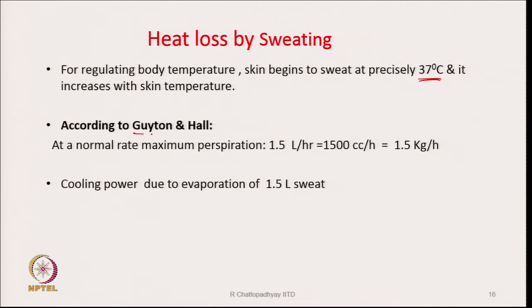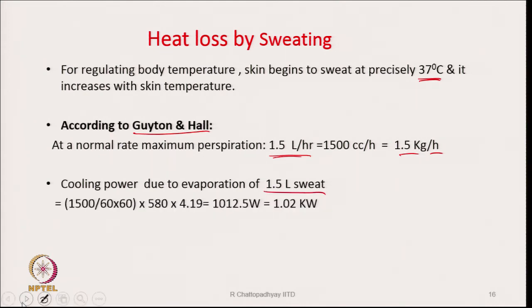According to Guyton and Hall, at normal rate maximum perspiration is 1.5 liter per hour, that is 1.5 kg per hour, basically, assuming that the density of the sweat is close to or equal to water. So, the cooling power due to the evaporation of 1.5 liter of sweat will be how much? This is generated in 1 hour.